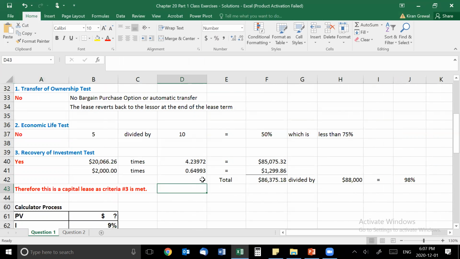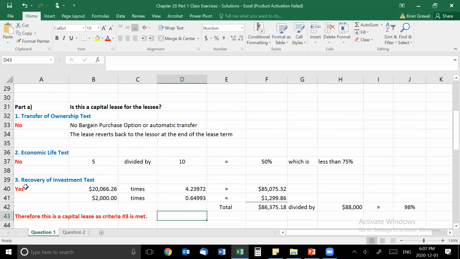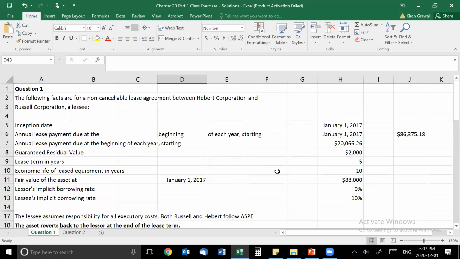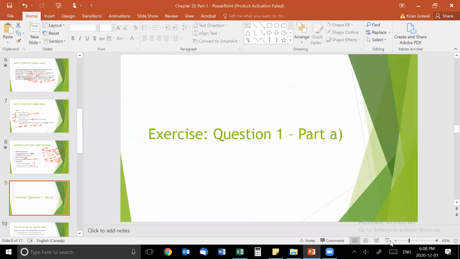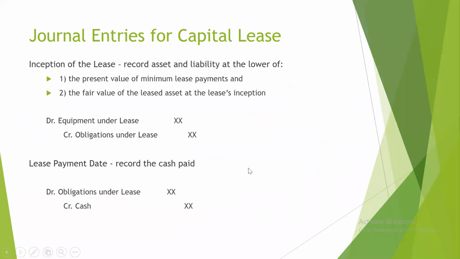If this resulted in an operating lease, so if none of these criteria were met, then the journal entry would be straightforward. You would just every year, January 1st, take this 20,066, debit lease expense, credit cash. Okay, so you wouldn't have to worry about doing anything else if this was an operating lease. But because it is a capital lease, we have more complex things that we have to do, which we'll talk about next. So here, let's go to the next part, which is the journal entries for capital lease.